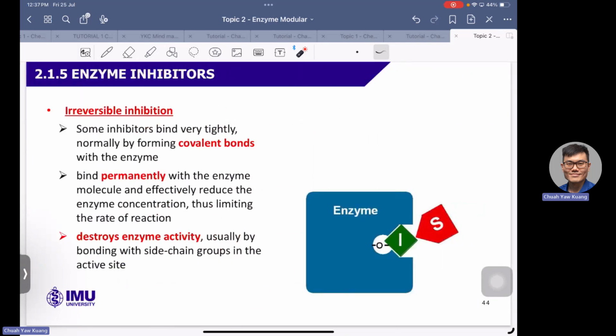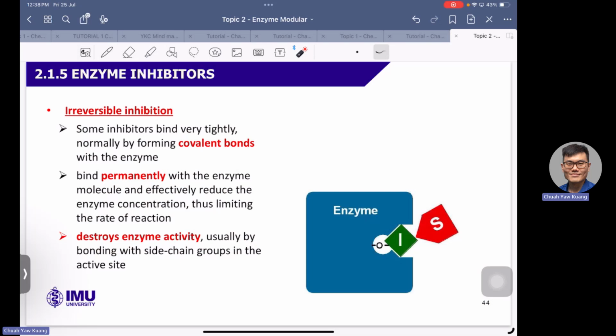For irreversible inhibition, it's normally non-competitive only. Competitive, no. Only non-competitive. This non-competitive inhibitor will bind permanently to the allosteric site, normally with covalent bonding. When they use covalent bonding, they bind permanently and you cannot break it. You cannot break it means they will destroy the enzyme activity altogether. So that's why it's irreversible.